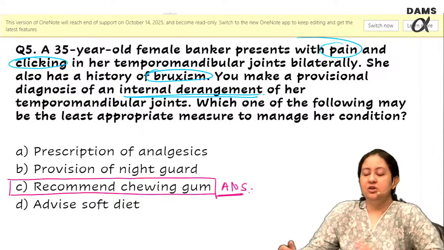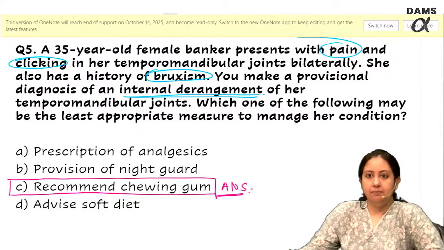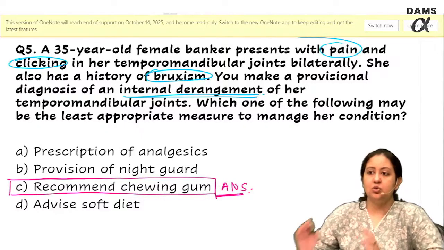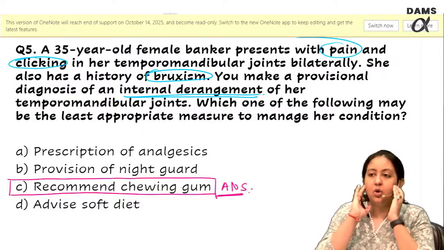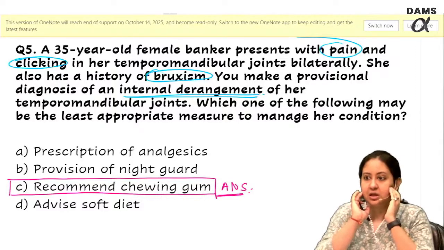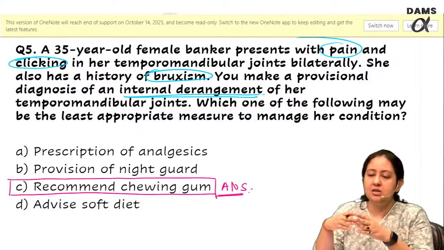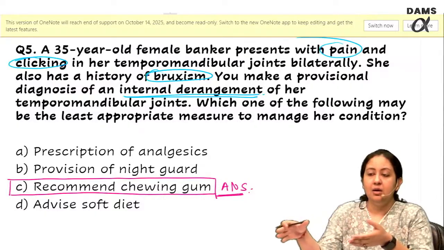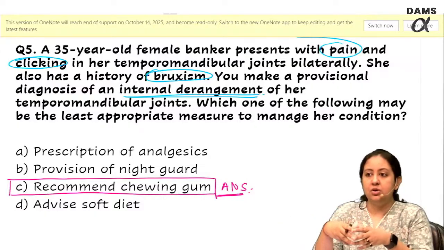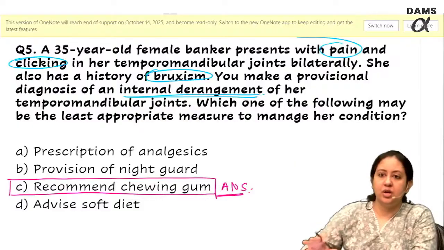Alright, you will treat the patient symptomatically. You will give an analgesic for the pain. You will give her a night guard for the bruxism problem. And you will give her a soft diet so that the functional load on the TMJ is minimized. Whereas chewing gum is going to increase the functional load on the TMJ by a large amount. So you will not recommend chewing gum.